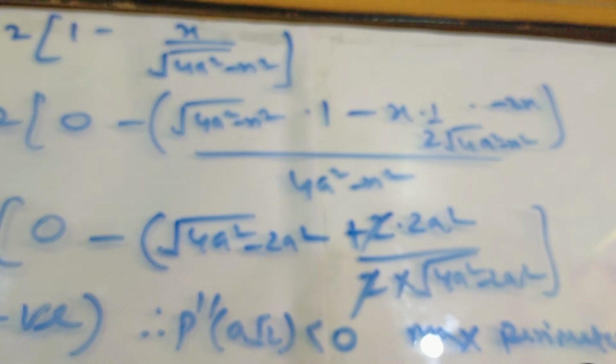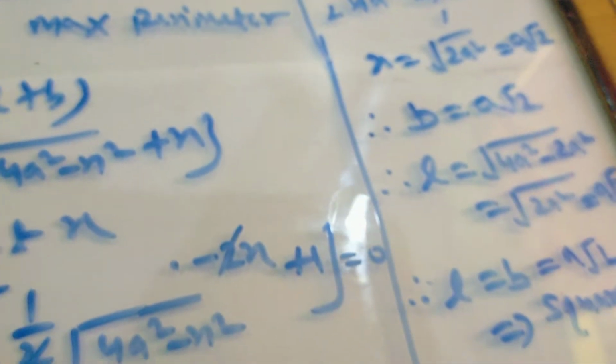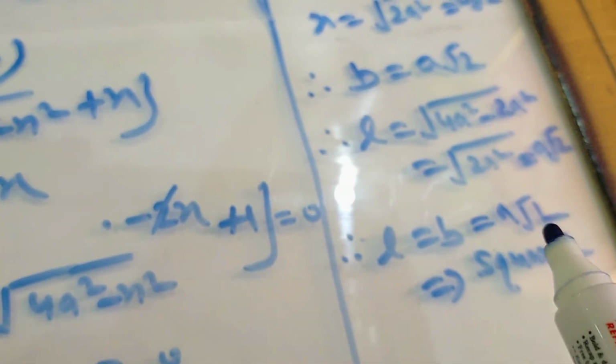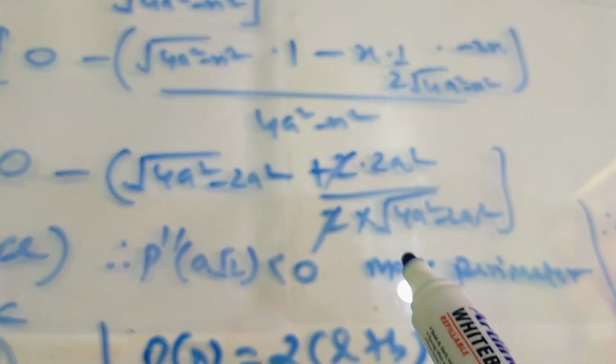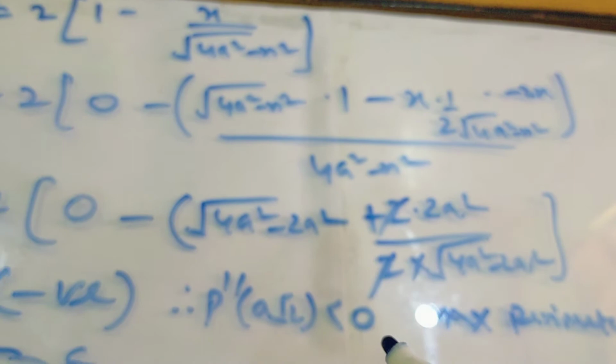So we have proved both the parts. First, we proved that it is a square having side a root 2, and secondly we have proved that the parameter is maximum. So this is the right way to solve this question.